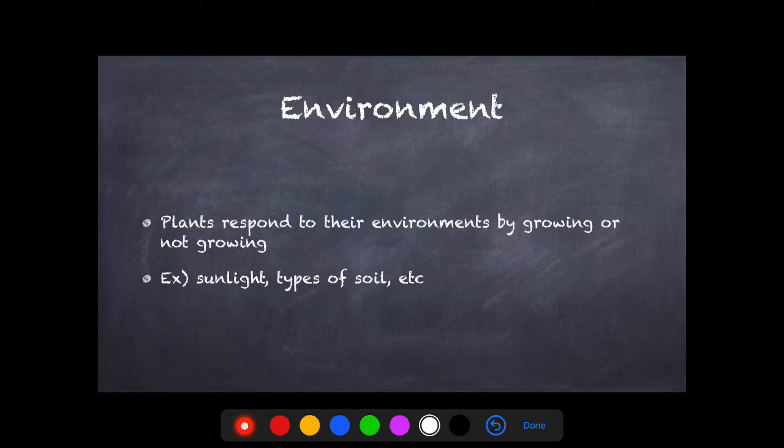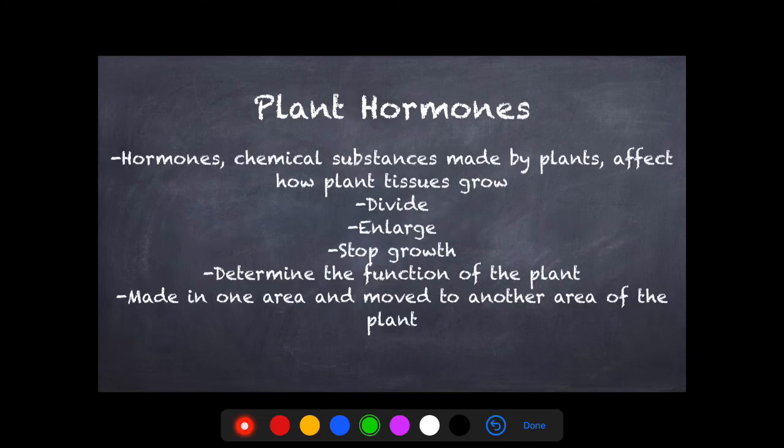So, like I said, the environment, such as the type of soil, is it moist, is it too dry, is it too wet, or the amount of sunlight a plant gets, those are all things that can affect the growth of a plant and are tied to the plant's environment. So they can either help the plant grow or they may not help the plant grow.